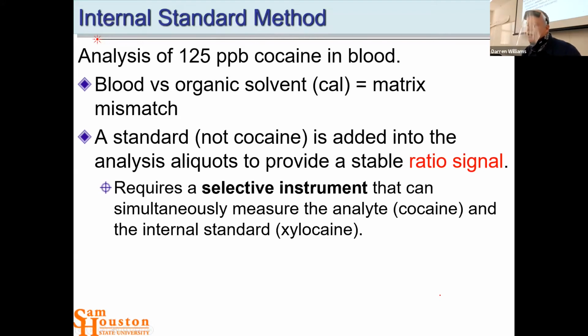Now this requires a selective instrument, but that's one of the strengths of chromatography. You can have lots of analytes in the same sample and it separates them and analyzes them. So that's what selectivity is. It can just tell the difference between the different analytes. Infrared, straight infrared, can be selective, but it's not nearly as selective as the separation technique.